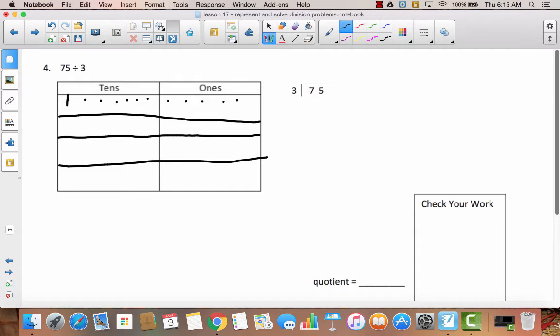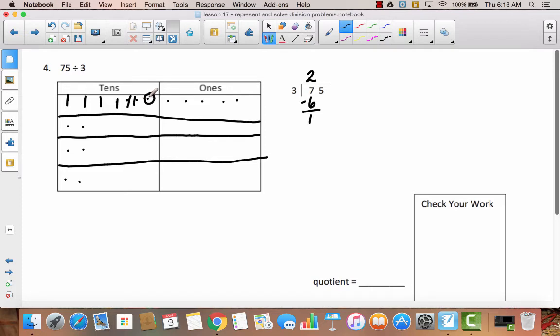Okay, so I know that 7 divided by 3 is 2 because I just did that in problem 3. So I'm going to go ahead and divide these in groups of 2 to save a little bit of time. And then I ended up with a 1 left over. Okay, so let's come over here and see what that looks like. I had 7 tens. I divided them by 3. I put 2 in each group. And 2 times 3 is 6. 7 minus 6 is 1. That shows that I had 1 left over.